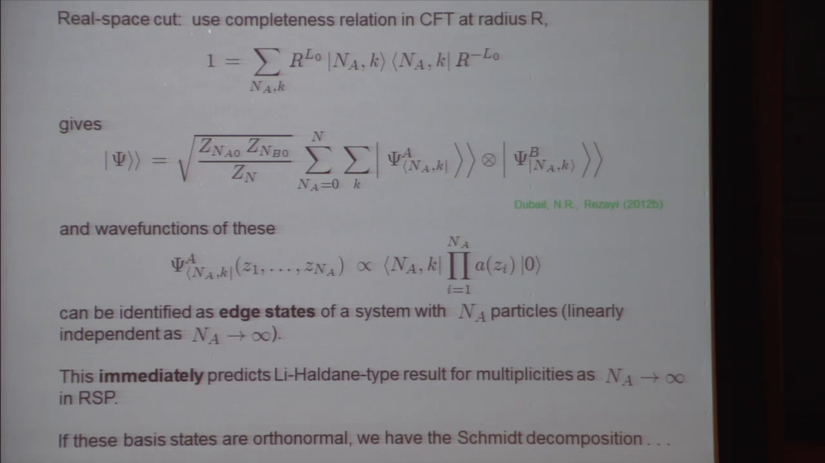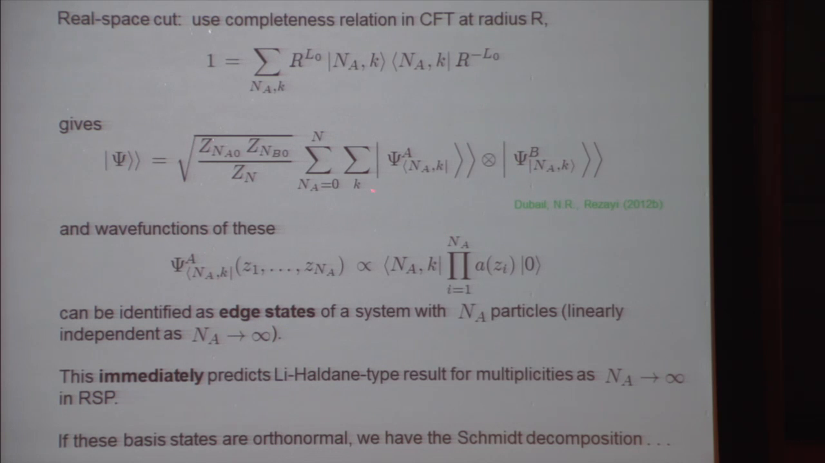And as NA goes to infinity, these become linearly independent, and the space of these edge state trial functions is in one-to-one correspondence with the states in the conformal field theory. It's a very beautiful correspondence. I remind you that the theory for the edge, especially for the Laughlin state, was worked out by Wen in about 92 or so, or 1990.